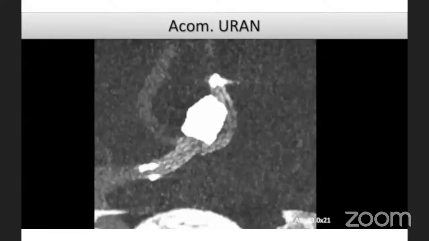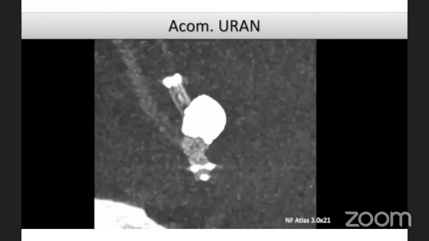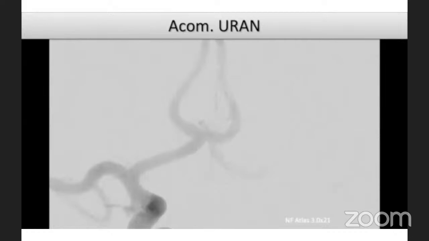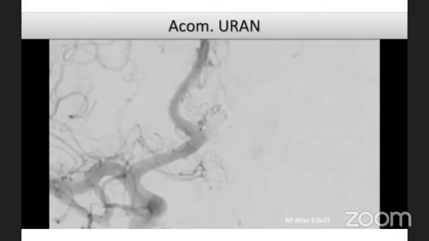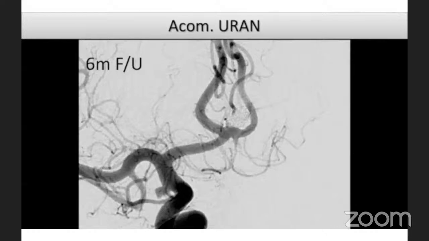Neuroform Atlas is very soft and has good conformability. Vessel shift is minimal. Six-month follow-up angiogram demonstrated complete obliteration of the aneurysm.